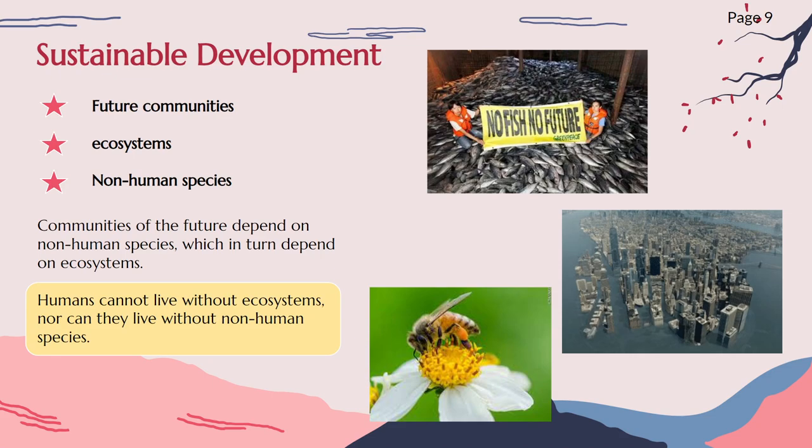For example, commercial activities have led to a broken bee ecosystem and a decline in bee populations. So, fruit trees that were previously pollinated by bees now have to be hand-pollinated. Among these three stakeholders, the natural ecosystem and non-human species are critical to the sustainable survival of future communities. Future communities depend on non-human species, which in turn depend on ecosystems. Humans cannot live without ecosystems, nor can they live without non-human species. Therefore, companies should pay special attention to these three stakeholders, both on an ethical level and in terms of sustainability.